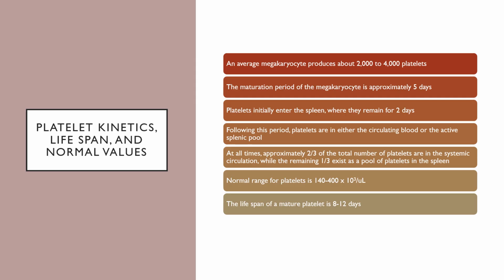Normal platelet range, I'm sure you remember this, is 140 to 400 times 10 to the third per microliter. And the average lifespan of a mature platelet is 8 to 12 days, so not long at all, which can explain why megakaryocytes are so large and why they produce so many platelets. If you only live to be 8 to 12 days and you spend 2 days initially in the spleen, that only gives you about a week or so in circulation before your lifespan has come to an end.